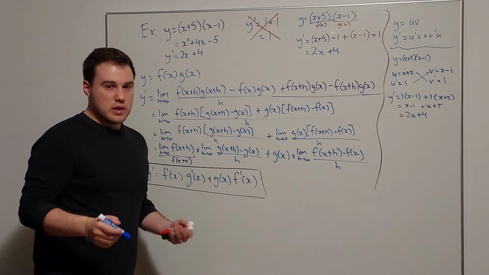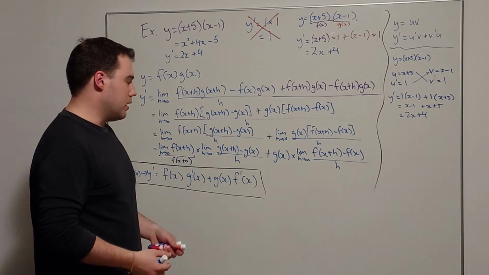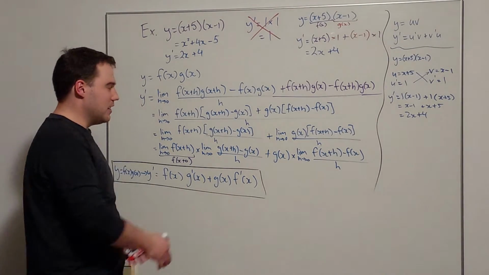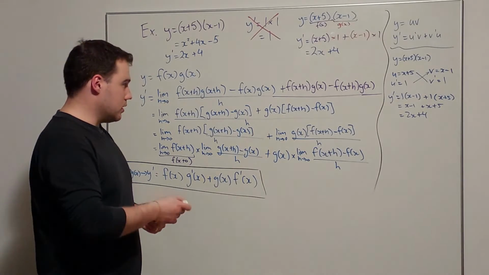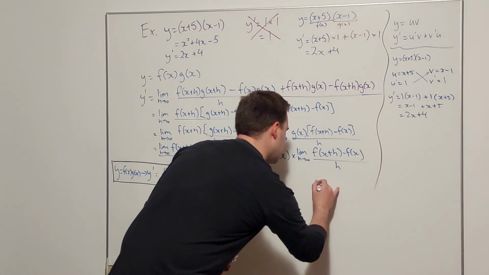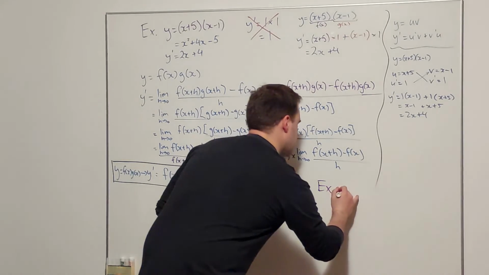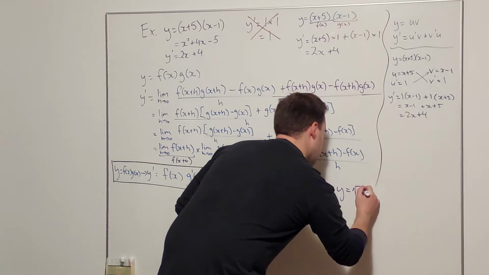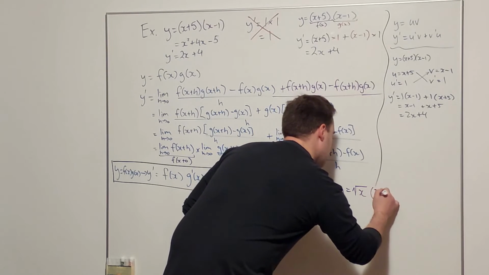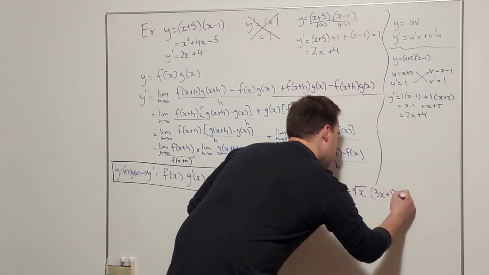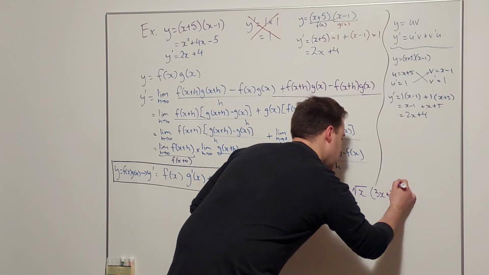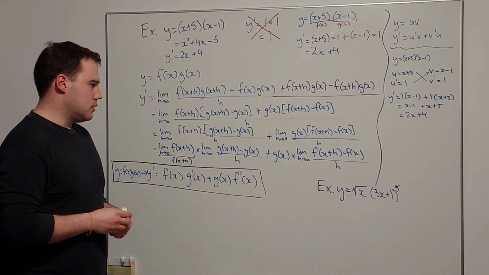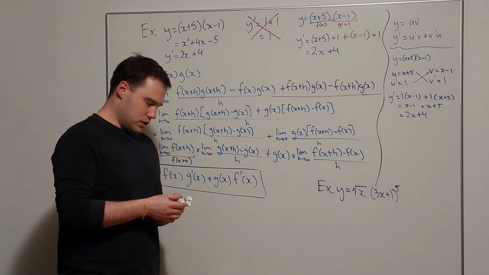Alright, so maybe let's just do a fresh problem and also exemplify what I said about how it might be tricky to do just by looking at it and remembering the rule. So let's do something like this. Let's differentiate root x times 3x plus 1, all to the 5.